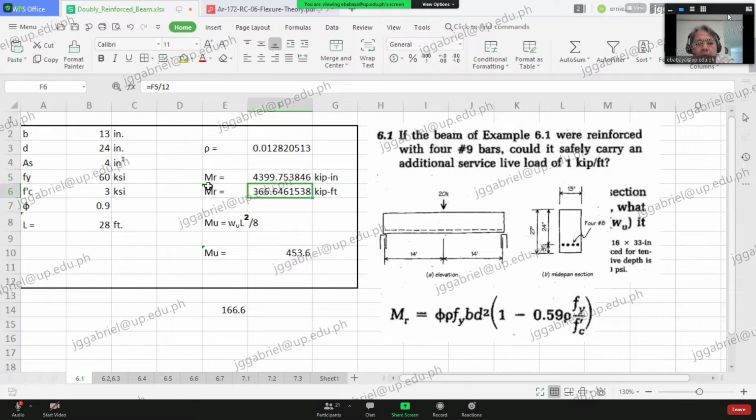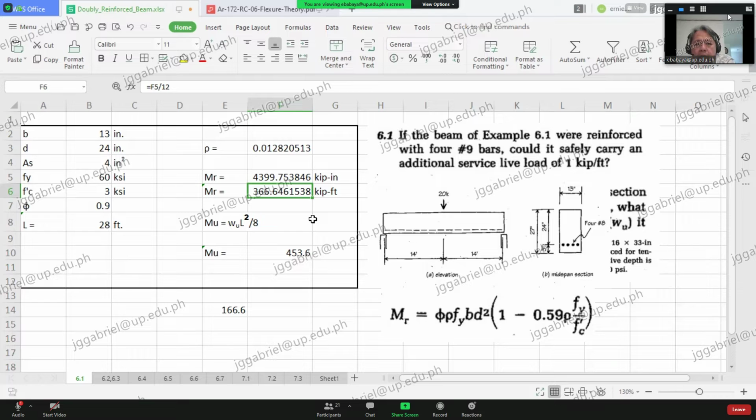Now, that is actually kip-inch. Kasi inches yung ginamit natin dun sa bd squared. Okay? Now, if we want to express that in kip-feet, you have to divide that by 12. So for this formula, it is divided by 12. So you get 366.65.